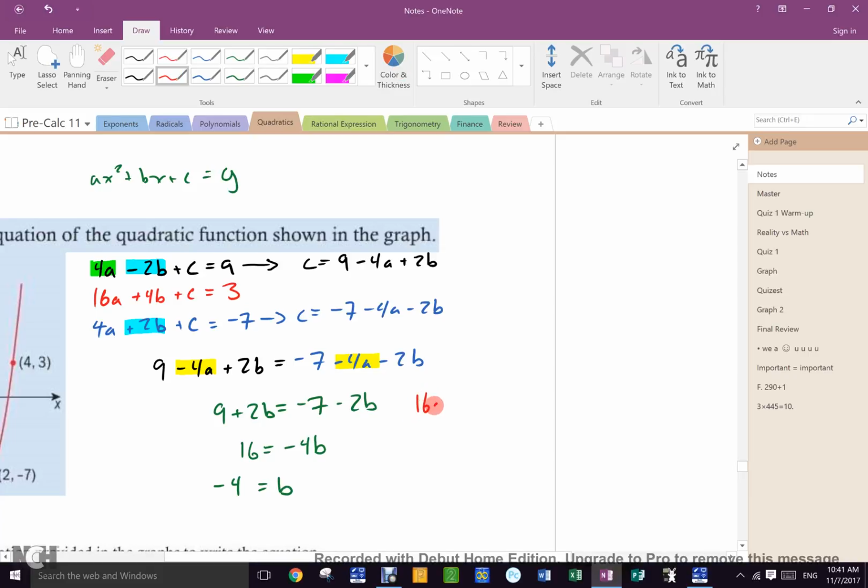So I have 16a, yes? Right? Then what? 4 times negative 4, which is what? You know what? I'm going to write it out. Right? Everybody cool? Okay, now, we're in trouble. Can I write C?